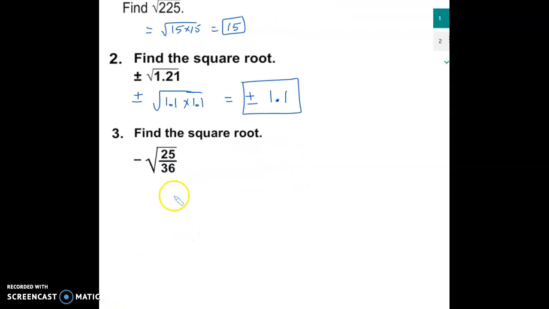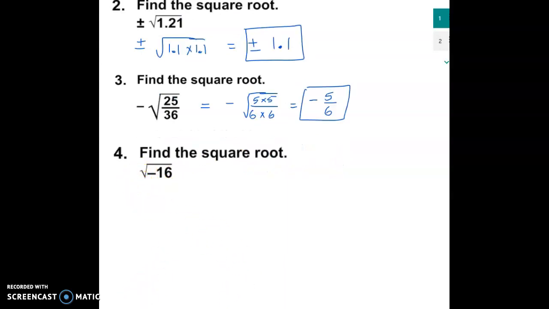That's it. Let's look at another example with the radical of 25 over 36. Obviously you know 5 times 5 is 25, and 6 times 6 is 36. So I can write 5 times 5 is 25, and 6 times 6 is 36. So I can take one 5 up there and one 6 down here. The answer is negative 5 over 6. So basically a square root is what two same numbers give that number there.